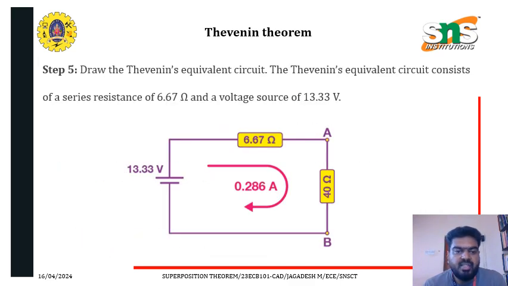So finally, the fifth step is to draw the Thevenin equivalent circuit. The Thevenin equivalent circuit consists of a series resistance of 6.67 ohm and a voltage source of 13.33 volts. So this is the equivalent circuit. As I said earlier, the equivalent circuit consists of only one voltage source in series with one resistance. But in the given circuit diagram, we have three resistances and two voltage sources. That is simplified like this by using the Thevenin theorem.